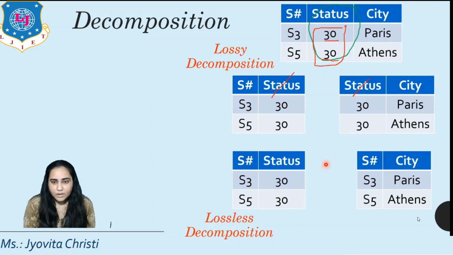Now in the lossless decomposition part, you can see that I've used S hash, and S hash is unique, and that is why it is also the primary key of the table. And if I give you an S number like S3 or S5, you can uniquely determine the values in the other columns of that particular row, because S3 and S5 are both unique and they are not repeating in this table. And so when you split the table using S hash as a reference, then it gives you a lossless decomposition.